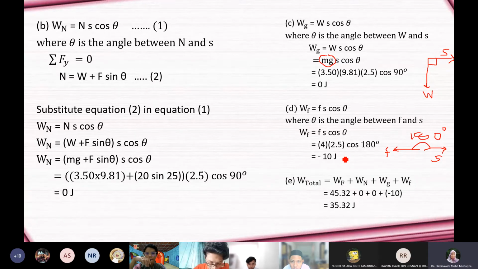Then we want to find the work done to move the block. Okay, so jadi you totalkan semua work done yang kita kira tadi. Kita ada work done by the applied force, work done by the normal force, work done by the gravitational force, and then work done by the frictional force. So you tambahkan semua, so you akan dapat 35.32 joule.